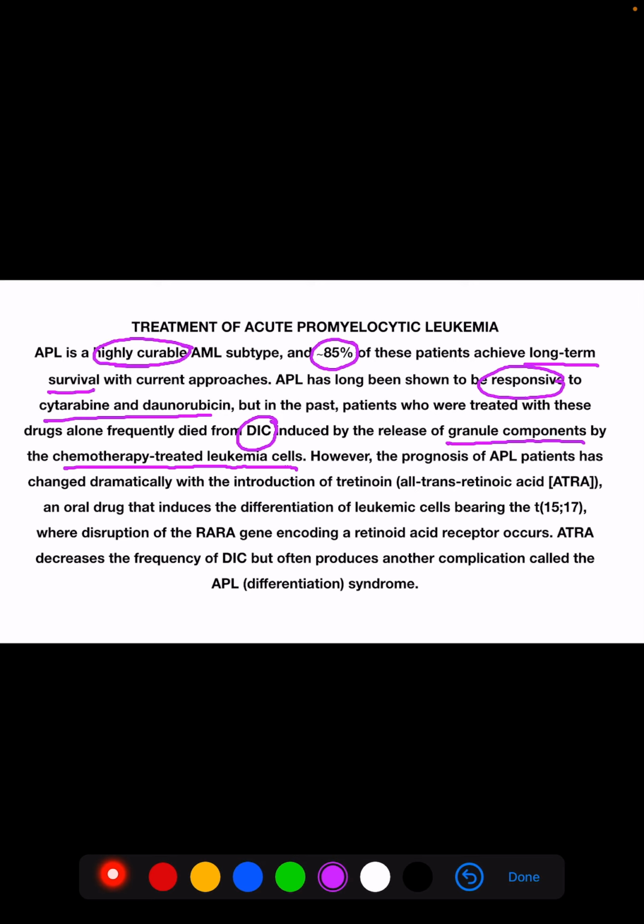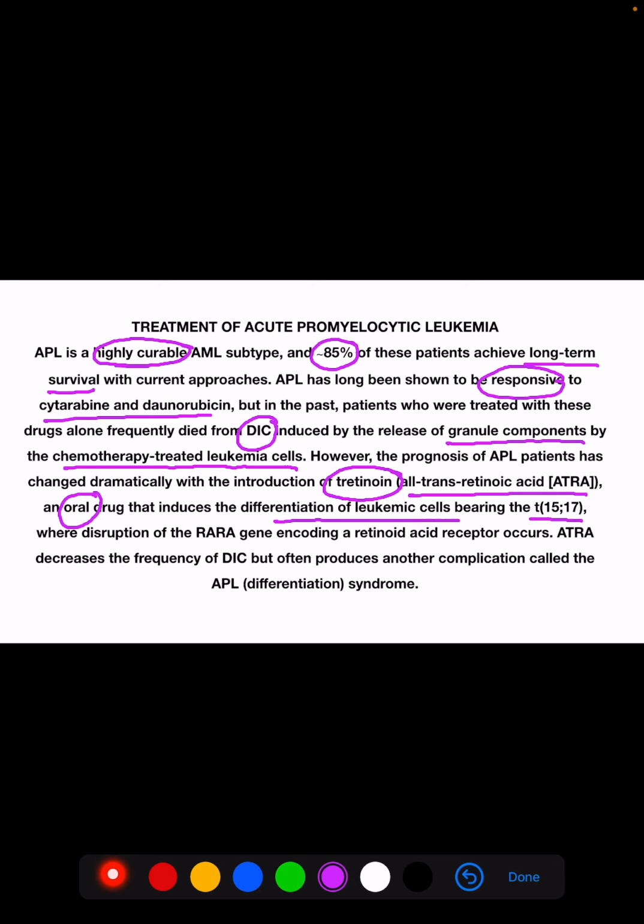Why? Because of the introduction of tretinoin. What is tretinoin? It is all-trans retinoic acid, an oral drug. It induces the differentiation of leukemic cells bearing the t(15;17).